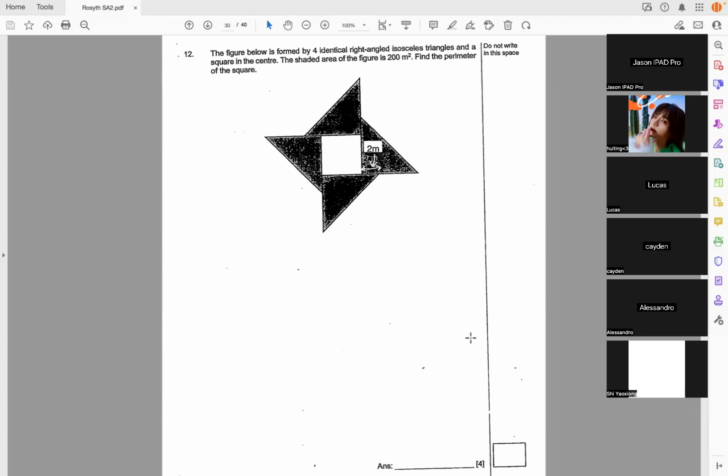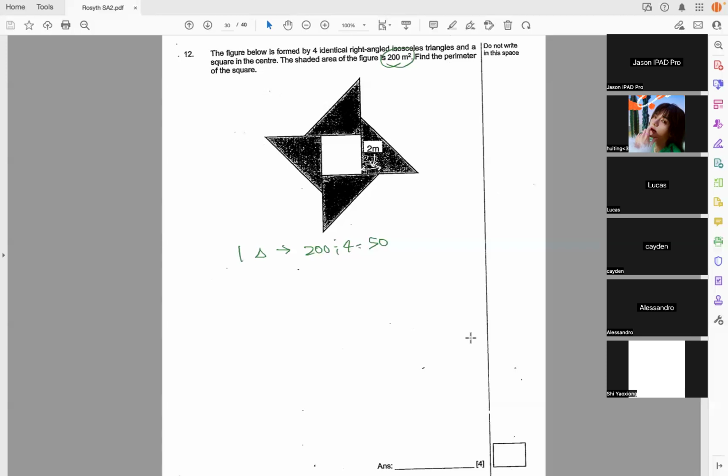And the shaded area of the figure is 200 square meters. So we are talking about the 4 right angle isosceles triangles. These are the right angle isosceles triangles. 4 of them have a total area of 200 square meters. So one triangle will have an area of 200 divided by 4, 50.